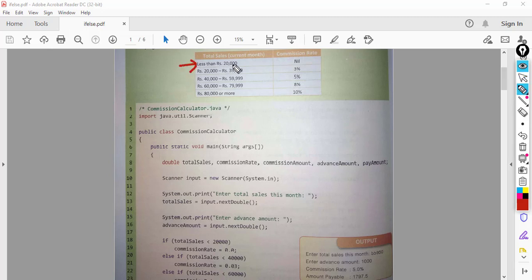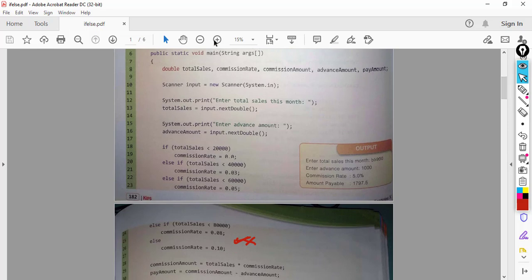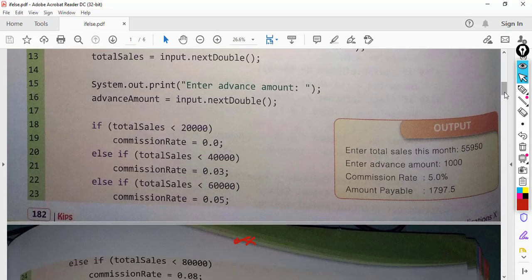Okay, so if it is less than 20,000, the commission is 0. So we have assigned 0 to the commission rate variable. And if this condition is false, that means definitely the total sales is greater than 20,000, isn't it? So if this condition is false, the control will come to the next line, or the next condition.